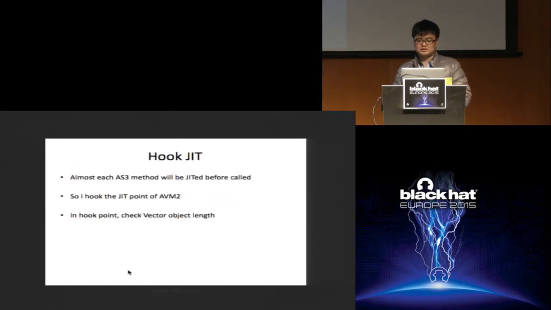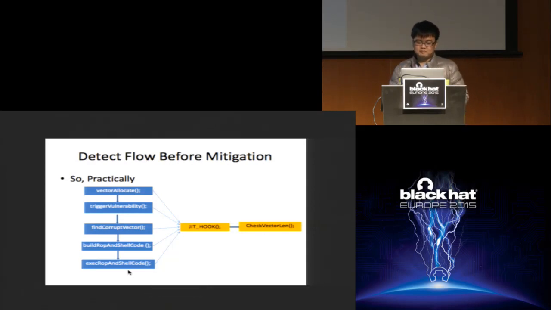So I hook a JIT point of AVM2. We know that almost each AS3 method will be JIT'd before it is called the first time. So after I hook the JIT point, we have a chance to check vector object length. Practically, it is like this. Before each step, it will hit the JIT hook function. And in this function, we can check vector object length.